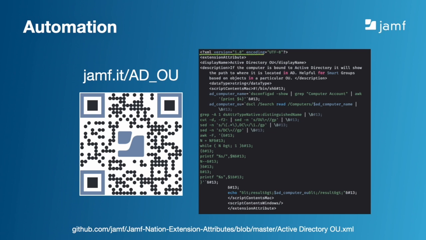You'll notice that when you look at it, it's got an XML header, and it's wrapped in extension attribute tags. That means the format will allow us to copy it into a plain text file, save it as a file with an XML extension, and then upload that XML to Jamf Pro as an extension attribute. Once it's there, you can more clearly see the contents of the script and get a feel for what's going on when it runs.